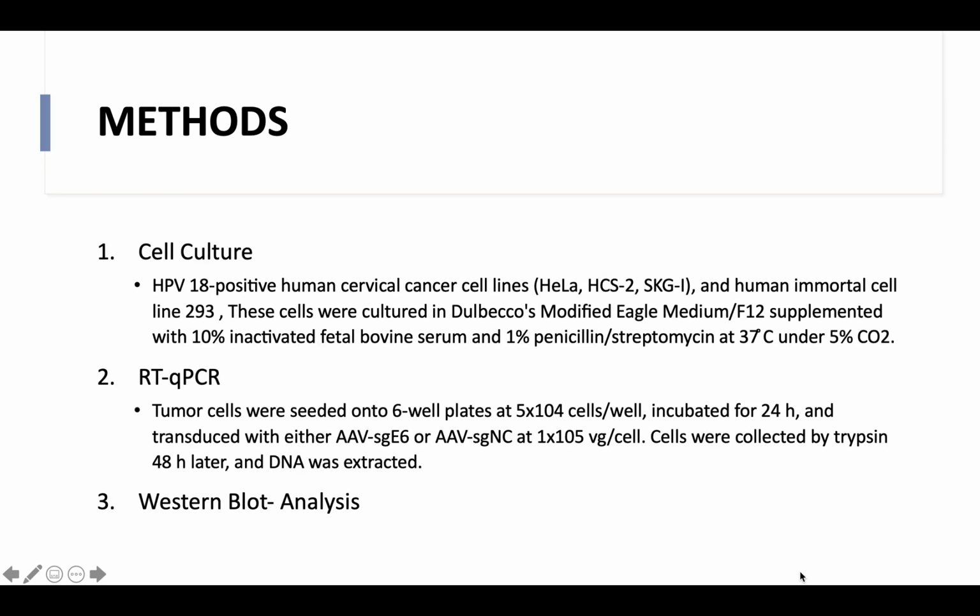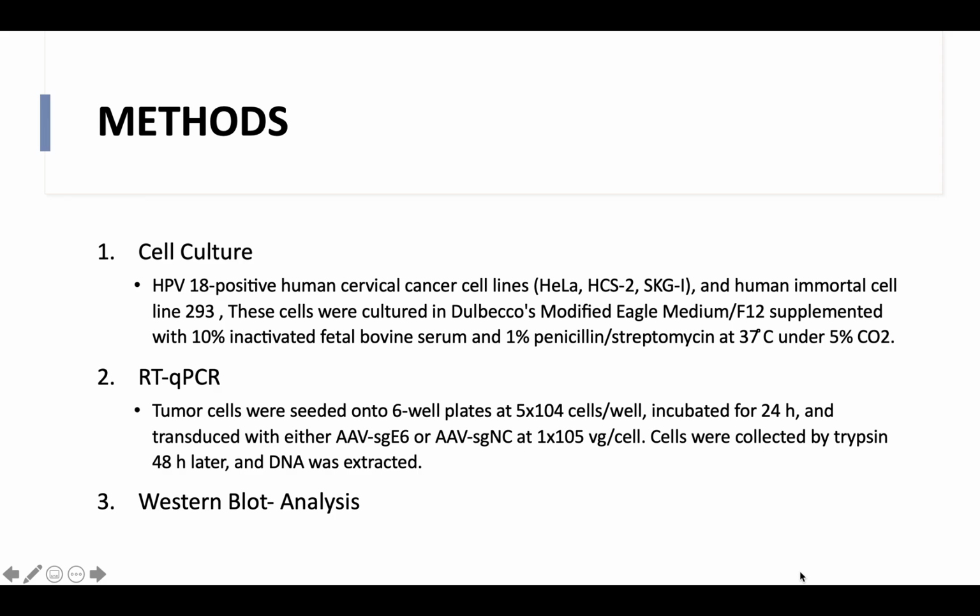So, basic methods they use in this experiment would be cell culture, RT-qPCR, and Western blot analysis. For the cell culture, they got 18 positive human cervical cancer cell lines. The three that they use were HeLa, HES2, and SKG1, and human immortal cell line 293. These cells were cultured in Dulbecco's modified Eagle medium, F12 supplemented with 10% inactivated fetal bovine serum and 1% penicillin streptomycin at 37 degrees Celsius under 5% CO2.